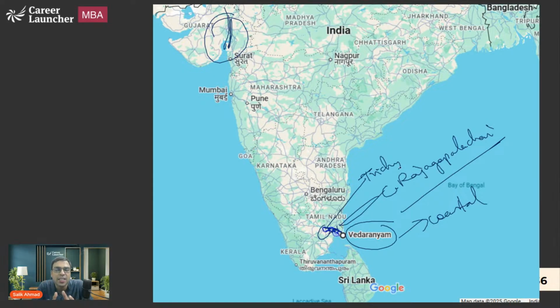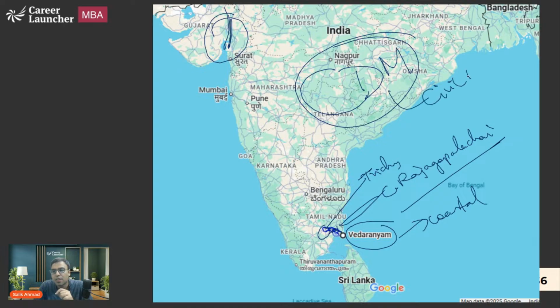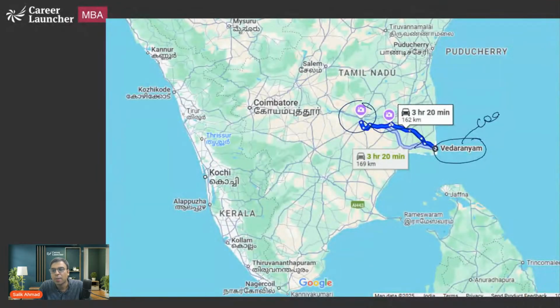So Gandhiji did this in Gujarat, and it was followed at the all-India level. That is why the entire movement is called the civil disobedience movement. So they walked from here to Vedaranyam. It's a coastal town. Here you can break the salt law by taking the salt in your hand.